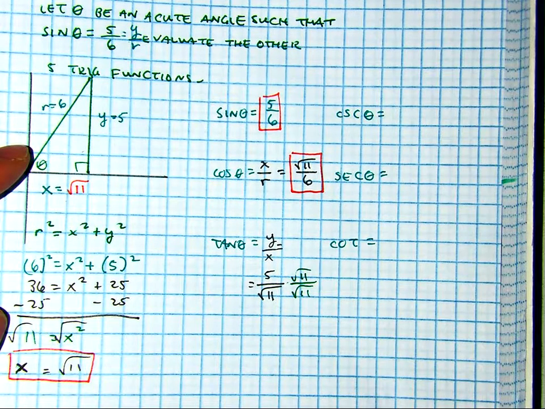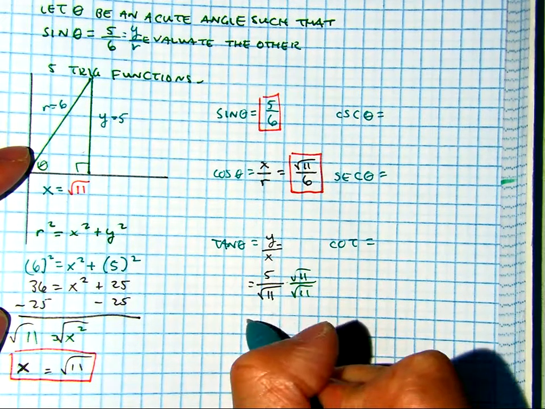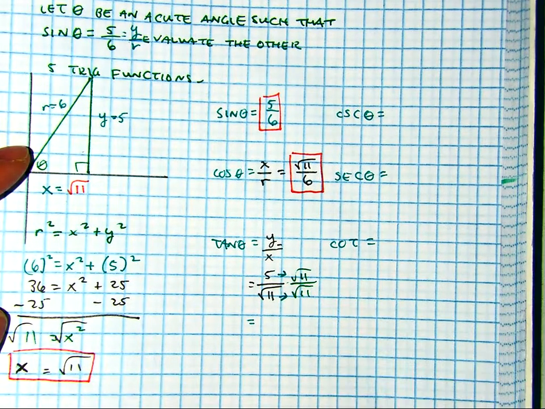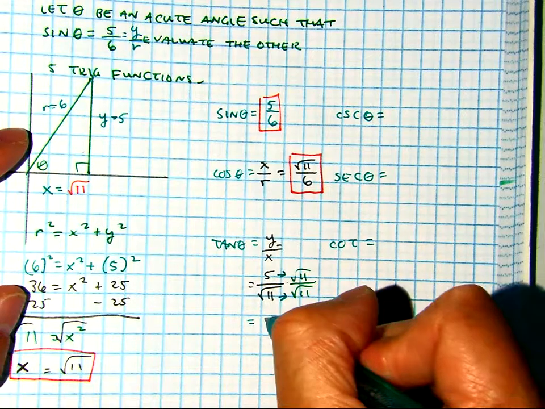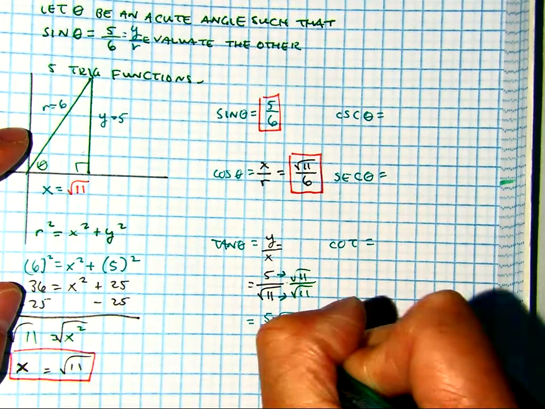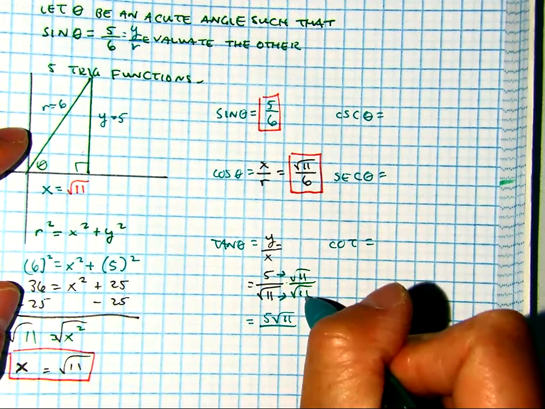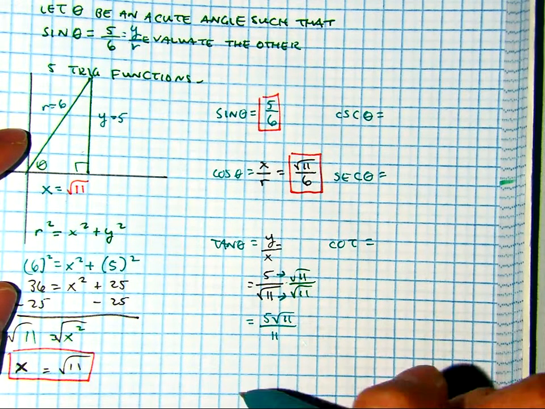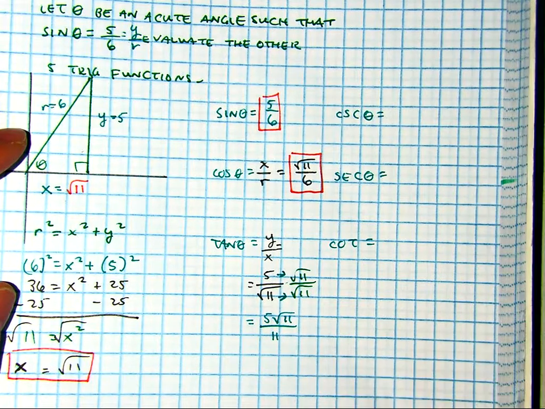In class, that becomes what? Multiply across. 5 radical 11 over square root of 121, which is 11. Don't be tempted to cross off your 11s. This isn't a radical and this one's not, so essentially in some ways they're not like terms.